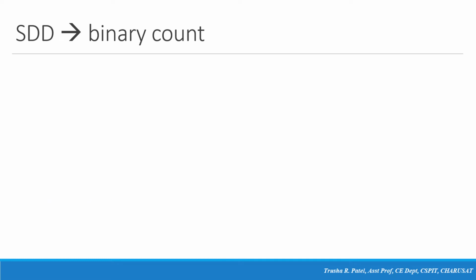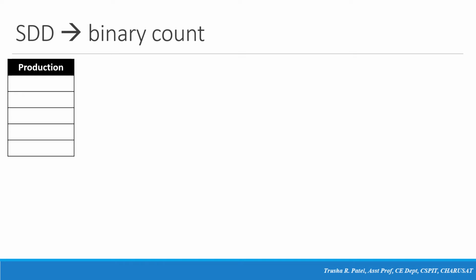We will look at a few more examples of SDD. Here we will see that for the same grammar, if we change the semantic rule, how it will affect the output. So we'll form the SDD for binary count.